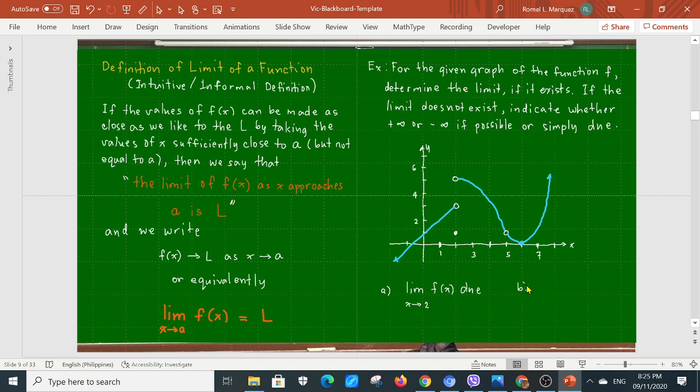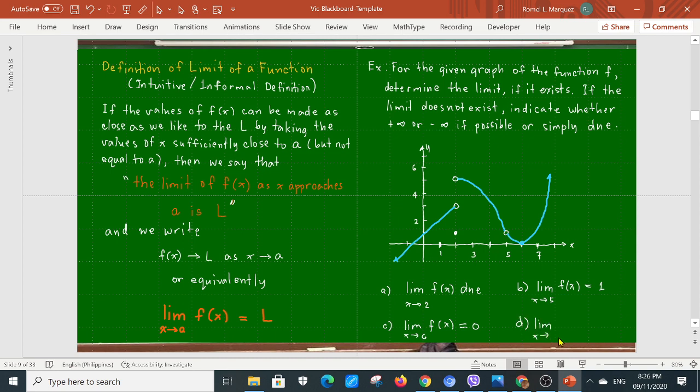Letter B. If you're asked, limit as x approaches, let's say, 5 of f of x, what is the answer? Approaches 5. So, 1, no? So, 1. Letter C, limit as x approaches 6 of f of x. What's the answer? Approaching 6. What's the answer? 0.